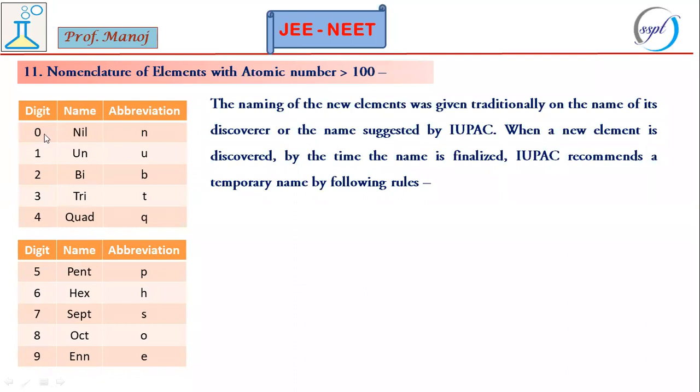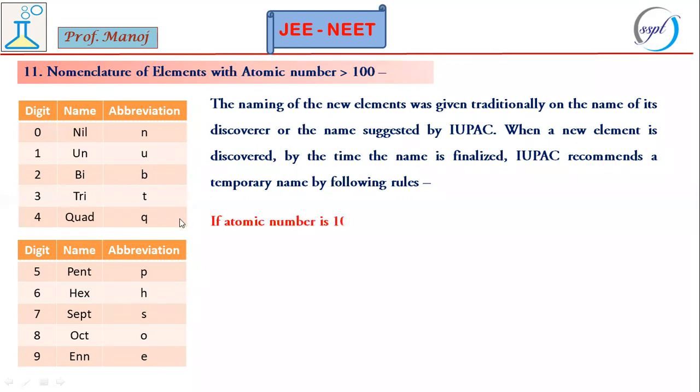So, agar number 0 hai, to you call it nil. Its first letter N is taken. If it is 1, it is un, coming from uni, bi, tri. Tetra is not written because T will be repeated. So, they write quad. Pent, hex. Instead of hept, kyunki H repeat hoga, sept likha hai. Oct. नैनो की जगह एनिया, क्योंकि एन लिखेंगे तो नील के साथ रिपीट होगा.